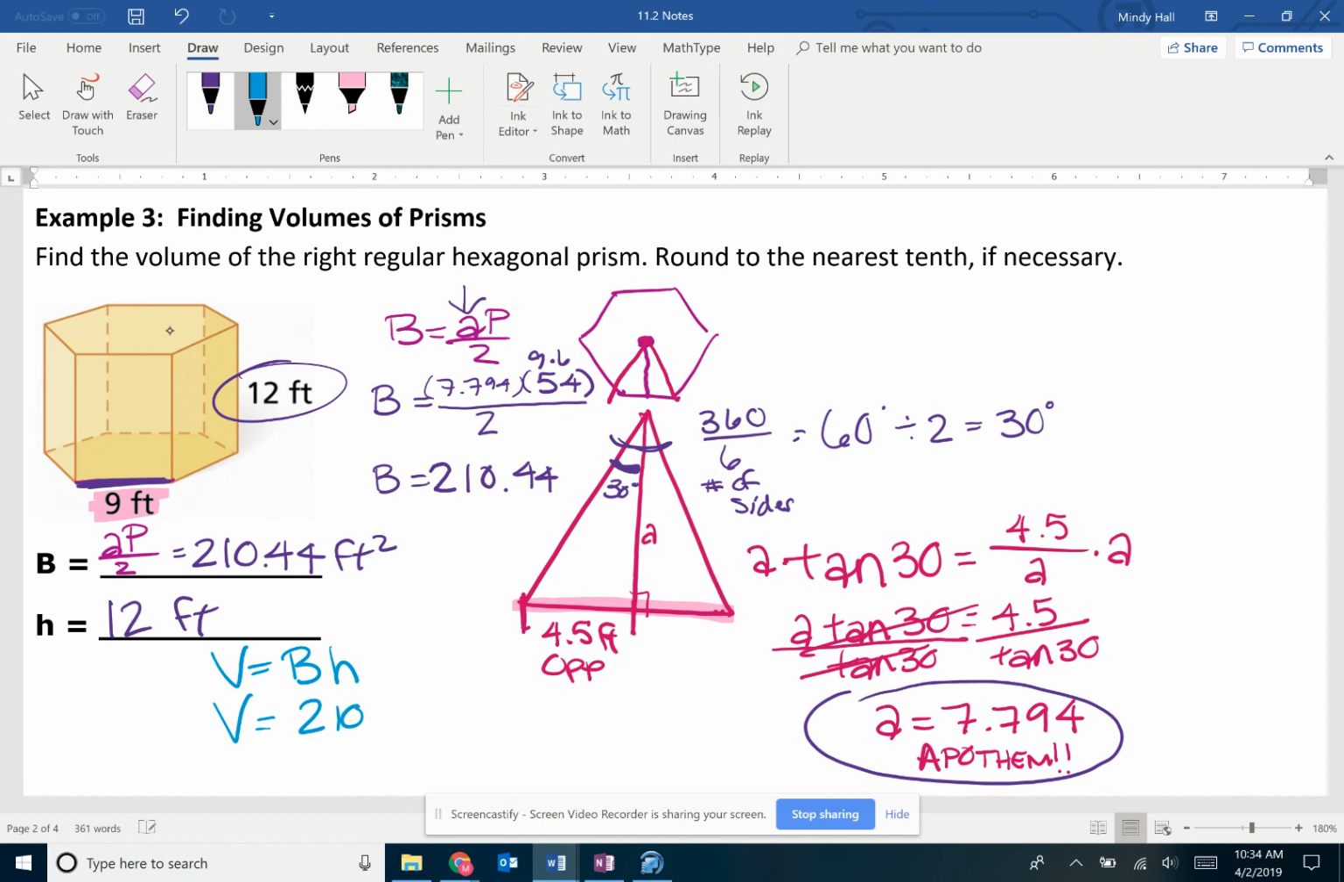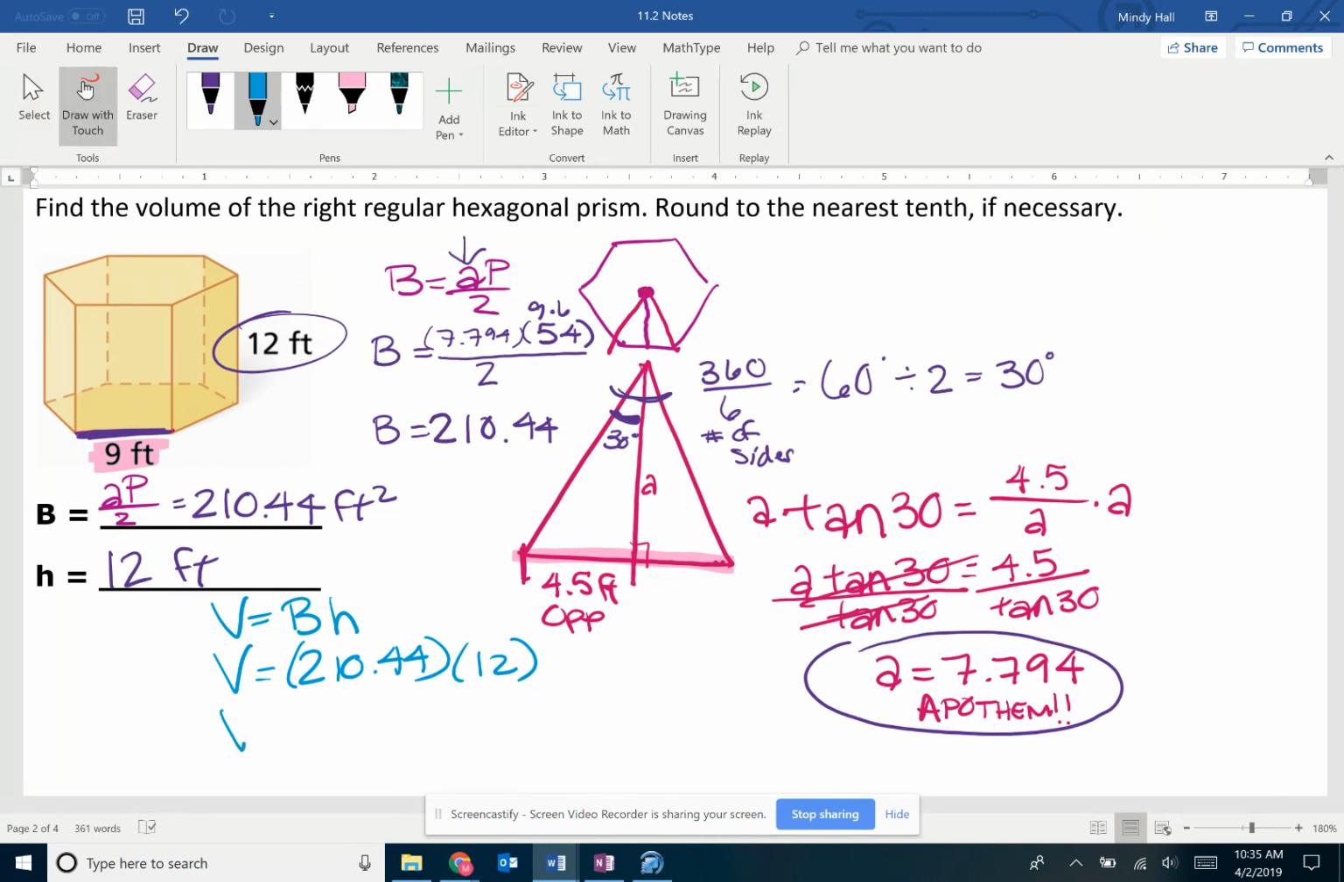So 210.44 times 12. And that gives me, that the volume, let me scoot a little bit, is 2,525.33. So because that hundredths place is a 3, I'm just going to keep the 3 that's in the tenths. And this is feet cubed.